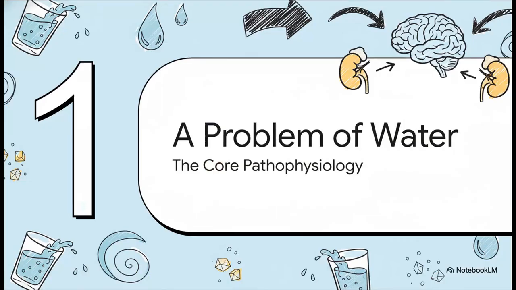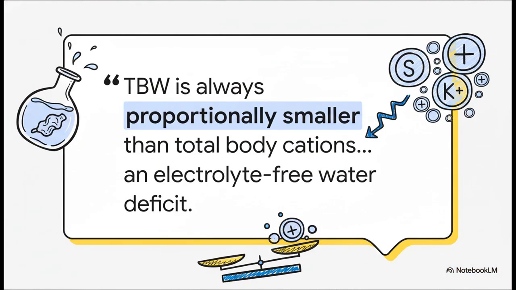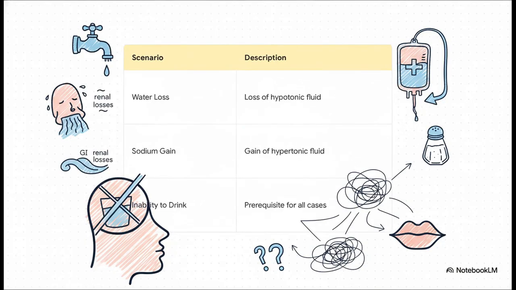First things first, we have to completely reframe how we think about this. Hypernatremia, you know, it's not really about having too much salt. At its core, it is always about not having enough water. So if you're going to remember one thing about the pathophysiology, let it be this. Every single case of hypernatremia boils down to an electrolyte-free water deficit. That's it. Your total body water is just too low for the amount of salt you have on board. Full stop.